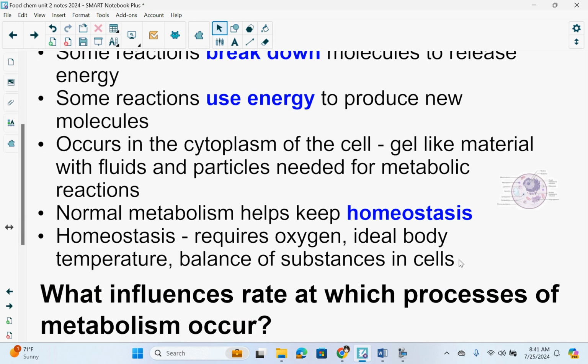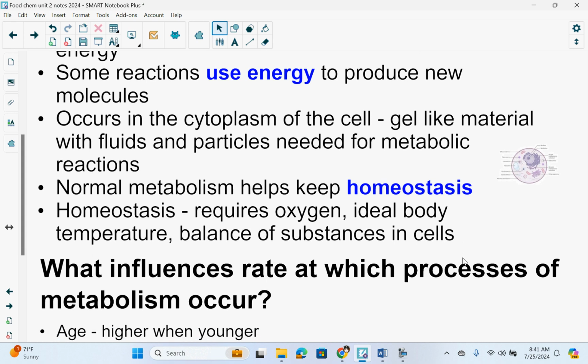Now, what influences the rate at which processes of metabolism occur? This is not set in stone, right?